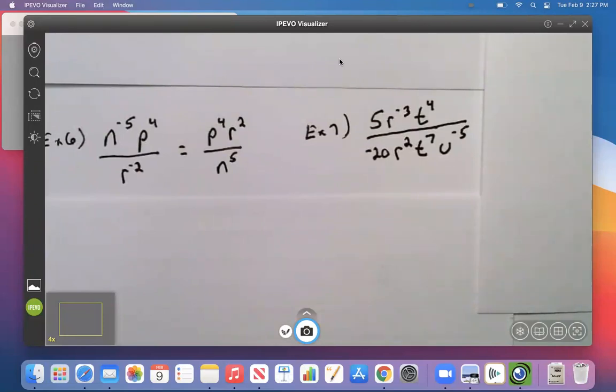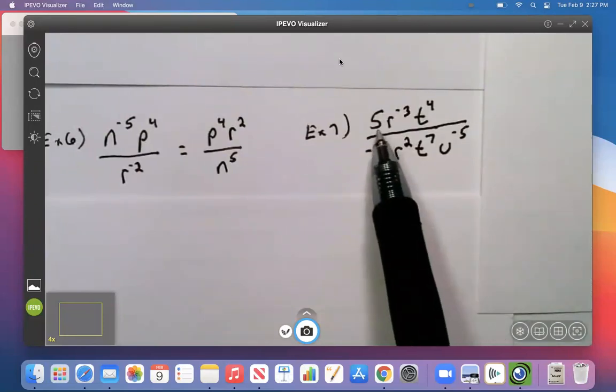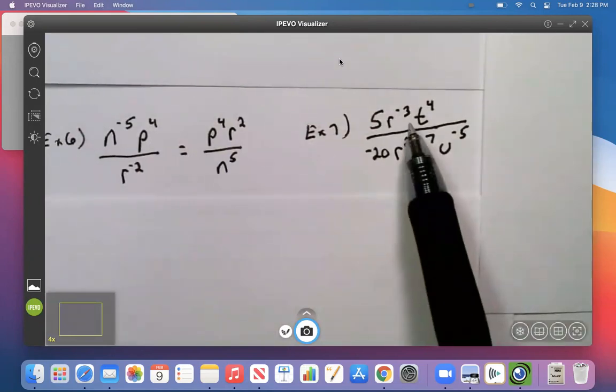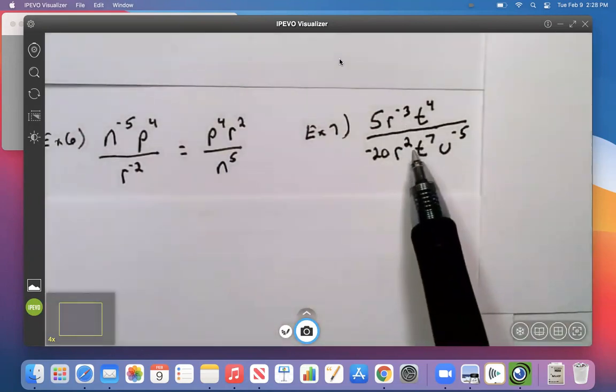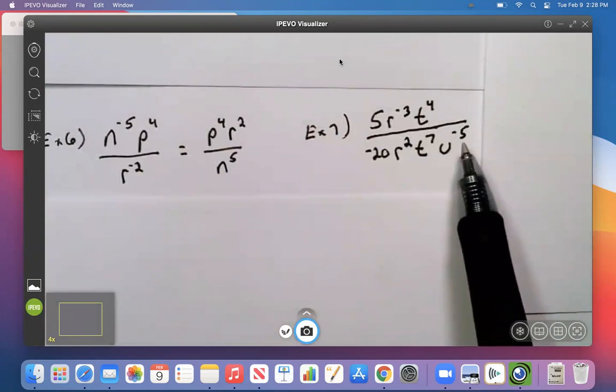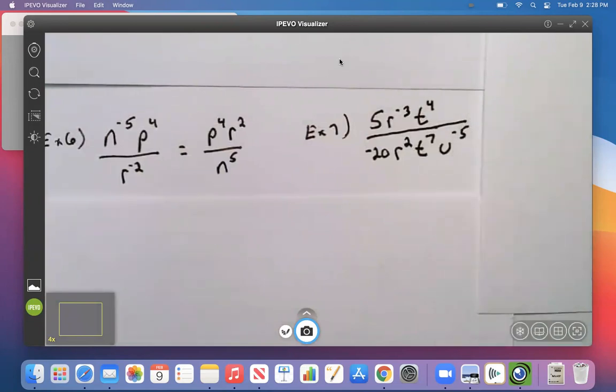On example 7, I have a fraction to simplify, 5 over negative 20. Need to simplify that fraction. On my r's, I have 3 up top that need to be moved to the bottom and added to these 2. On the t's, I have 3 more on the bottom than I do on the top. And on the u's, I need to move those up top.